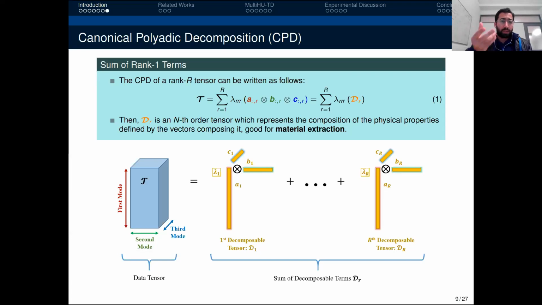What we'll see later is that this factorizes or encodes the variabilities along the third modality. And so this is good for material extraction, because in this case, each rank 1 term here represents an extracted material represented as the outer product of 3 vectors.